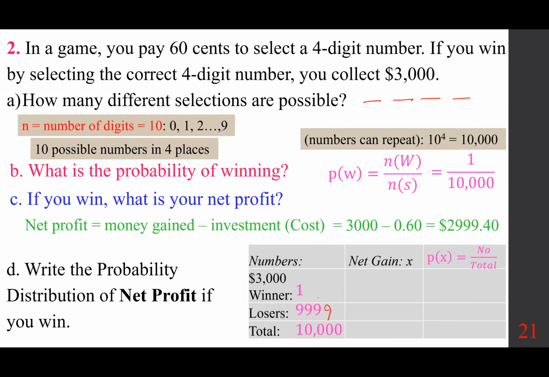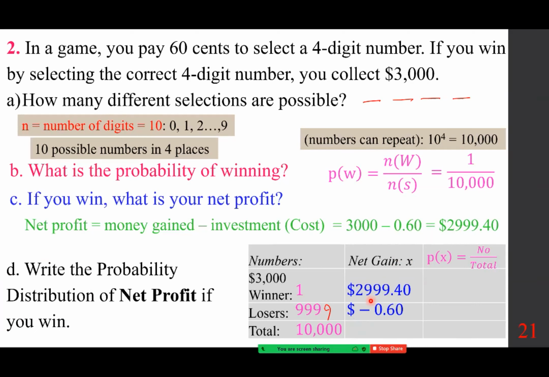All right. What is the net gain? Well, for the winner is this much. We calculated it. What about everybody else? Negative 0.6. It's negative for everybody else. And that's extremely important to pay attention to. Minus. The dollar amount is positive here. The dollar amount is negative here.